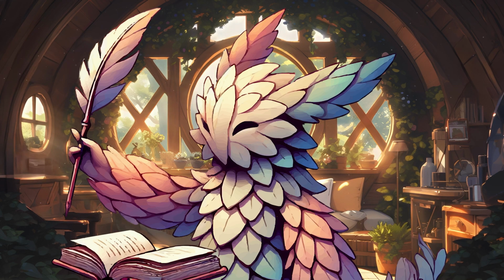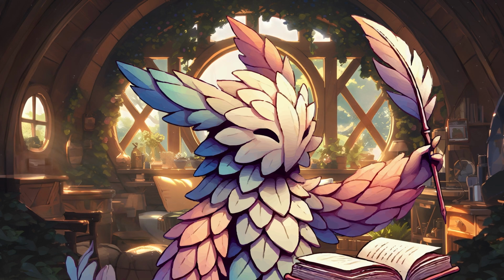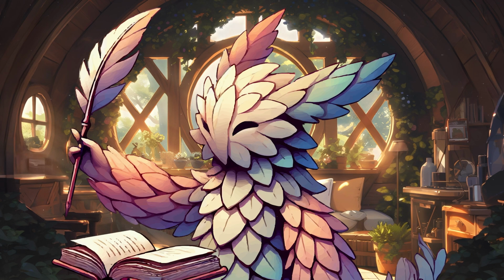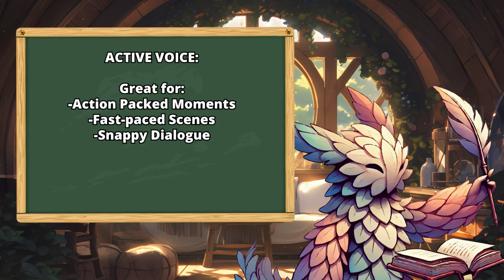So when should you use each? As always, it's hard to nail down a single rule because it depends on your writing style, your story, and what you're trying to convey. However, let's break it down a bit further. Active voice is like a spotlight shining directly on the characters and their actions. It's vibrant, clear, and immediately pulls the readers into the scene. This makes it perfect for action-packed moments, fast-paced scenes, or dialogue that needs to snap.